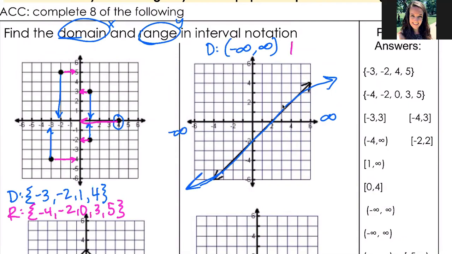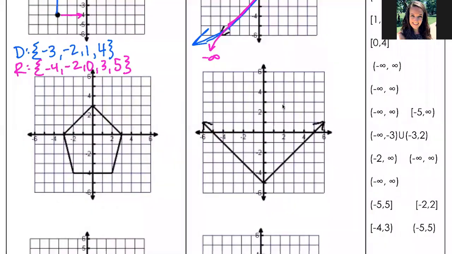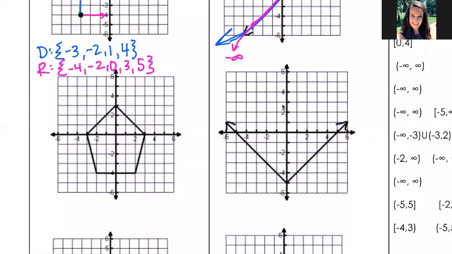And then my range is from bottom to top. So I can see this graph is going down and out forever and ever. So it's starting at -infinity and it's going up, up, up forever and ever. So if I wanted to put it in a box, I really couldn't because it's going from -infinity all the way to positive infinity.